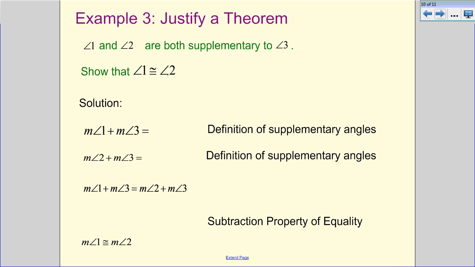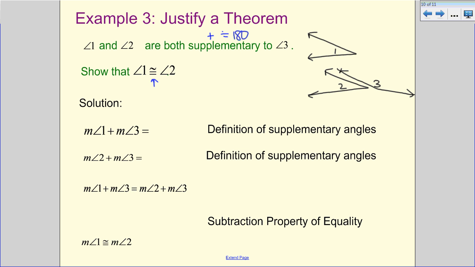We're trying to justify the theorem. It looks like I am missing a diagram in here, so I apologize for that. If we take a look at the diagram, we have angle 1 over here. We have angle 2, and then angle 3. All right, so it says angle 1 and angle 2 are both supplementary to angle 3. Remember, supplementary means add to equal 180. All right, so show that angle 1 and angle 2 are congruent.